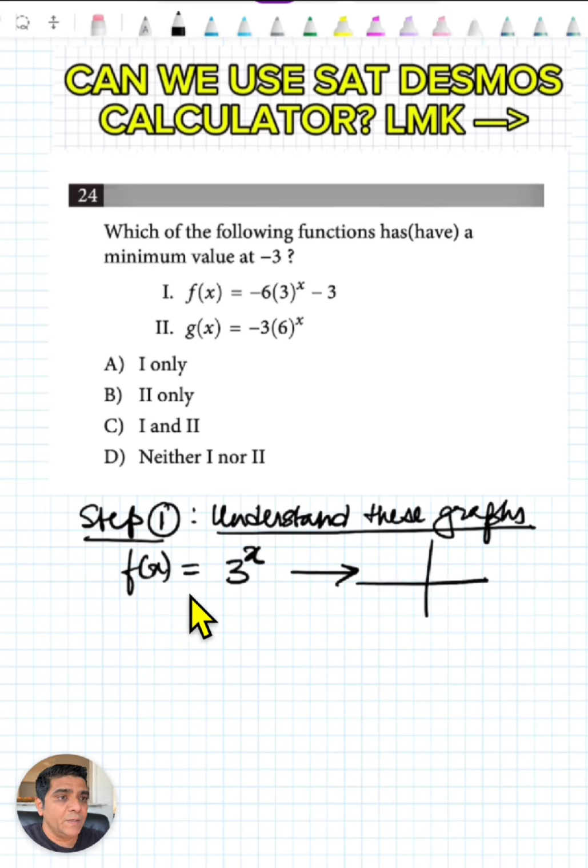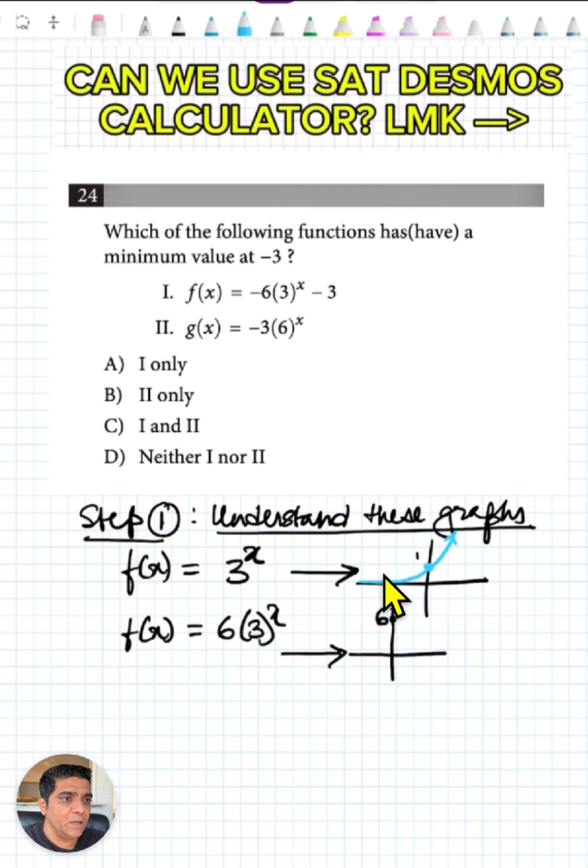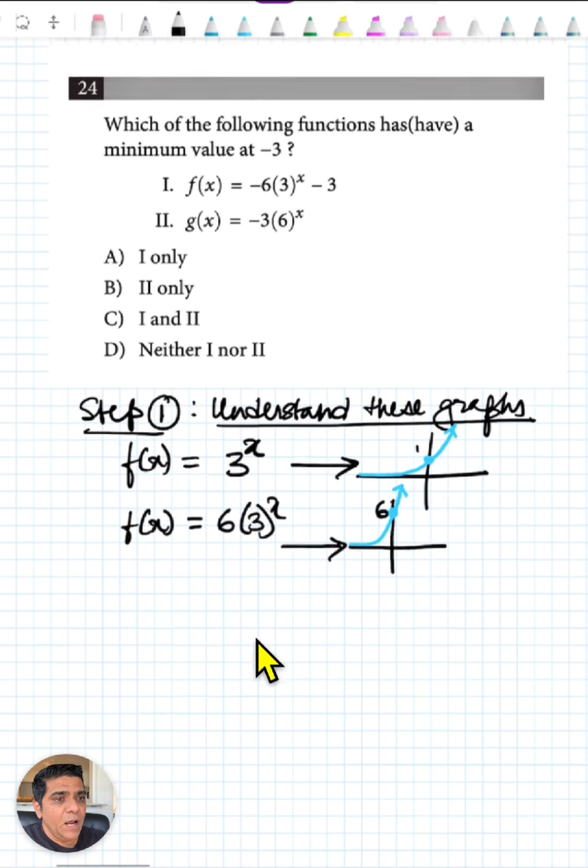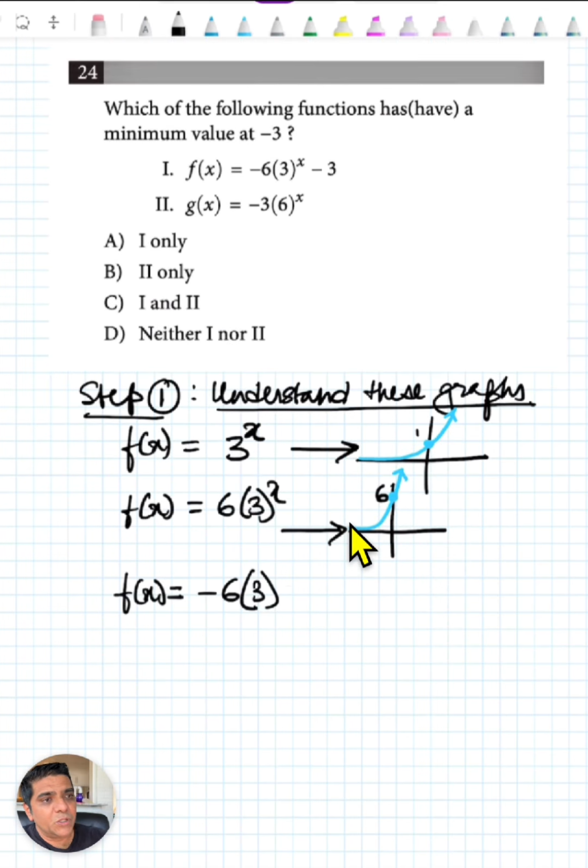If you have f of x is 3 to the power of x, like an exponential function, you see the function goes like this, and it has a y-intercept at 1, where 3 to the power of 0 is 1. And then what happens when you put a 6? Basically, it becomes more steep. It now has an intercept at 6, but it's still going upwards.